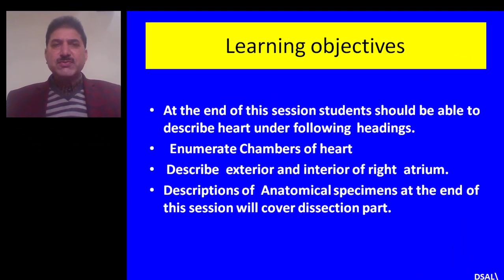The learning objectives for this session are: at the end of this session, students should be able to describe the heart under the following headings. They should be able to enumerate the chambers of the heart, and describe the exterior and interior of the right atrium. Descriptions of anatomical specimens at the end of this session will cover the dissection part of the heart.